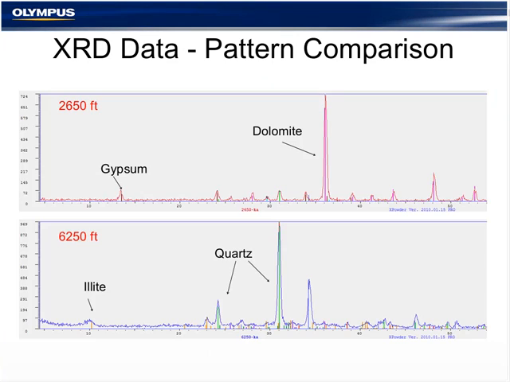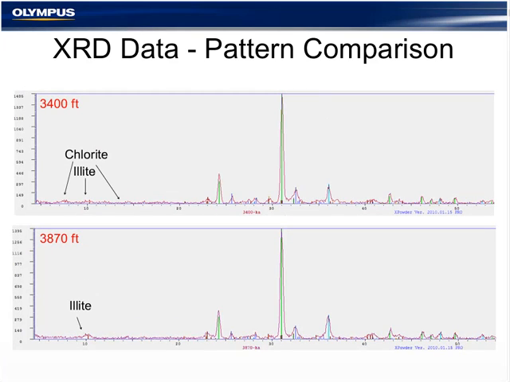Once again, picking out two more patterns from the waterfall plot, we can see that even in as little as 400 feet, we can see the changes occurring. In this case, we can see where chlorite peaks disappear and illite starts to appear. Again, shown in the diffraction patterns.